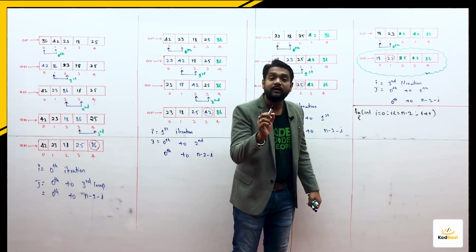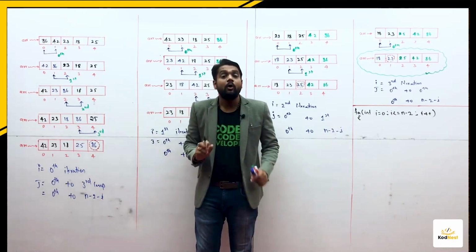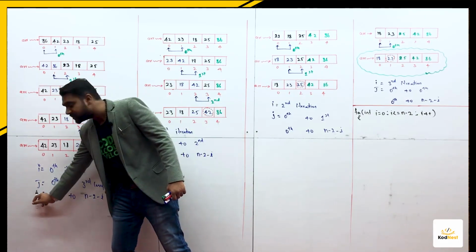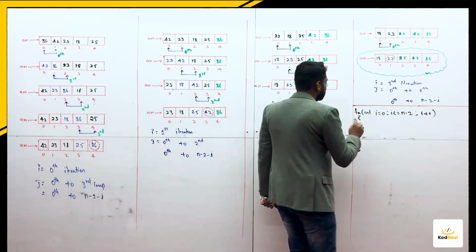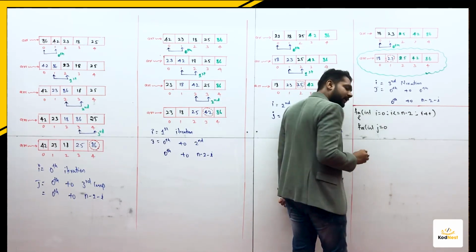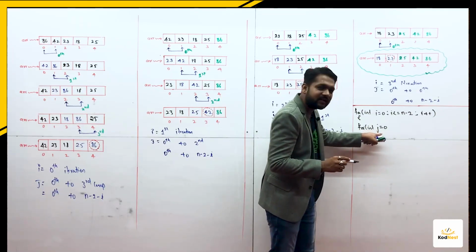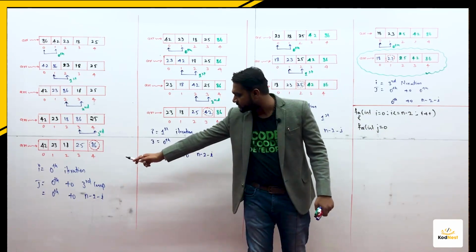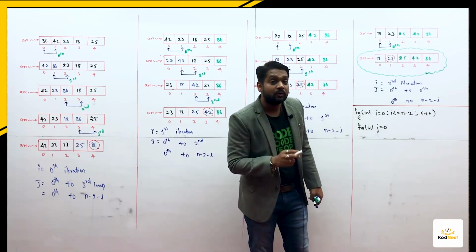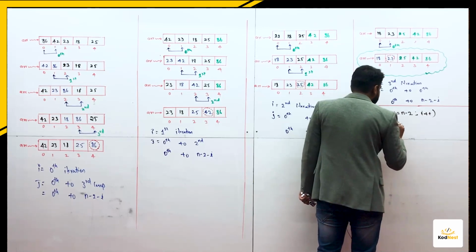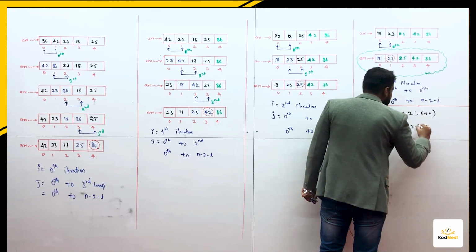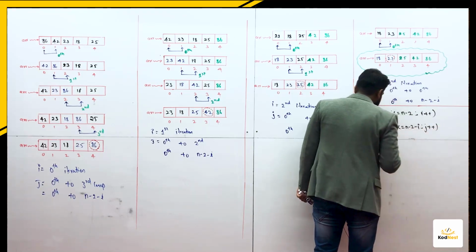In every iteration, what are we doing? Comparisons. How many comparisons? 0 to n minus 2 minus i comparisons. Who is taking care of comparisons? j. Start from j equals 0. In every iteration, we are starting from the 0th comparison only. Comparisons go until j is less than or equal to n minus 2 minus i, j plus plus.